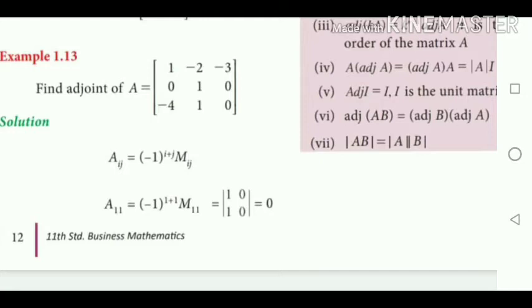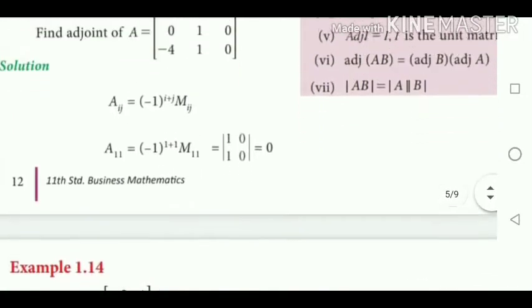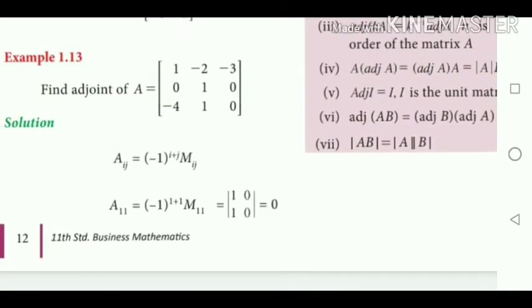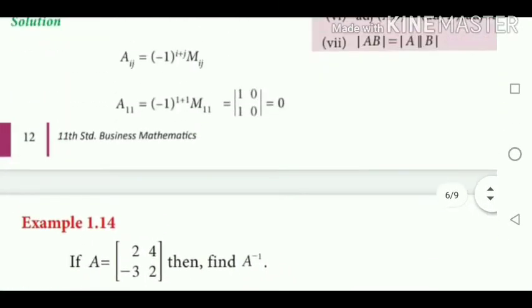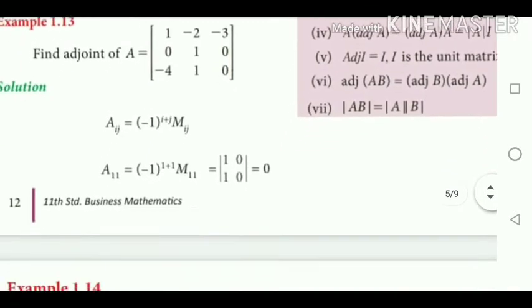If you delete, you are getting 1, 0, 1, 0. Then multiply the main diagonal as well as the off diagonal, then subtract it, you are getting 0. Then likewise you have to find A12, A13, all those things in order to find the adjoint of the matrices. For example, if you want to find A12, then the first row, second column is deleted. So example 1.13, you may do it yourself.